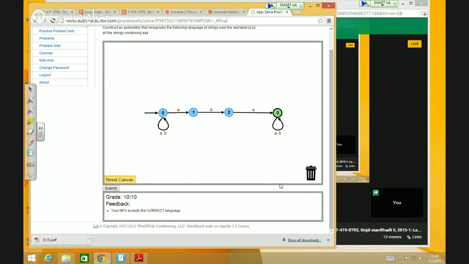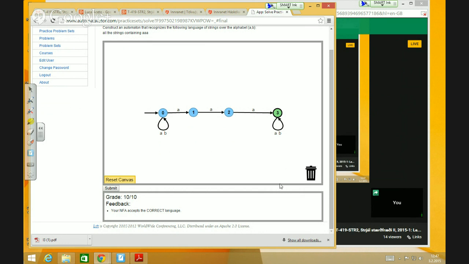Question: would you get 10 out of 10 if the string should also be of even length? Well, let me give you two answers. First of all, certainly not, because this would be contradictory. You're saying all strings of even length that have AAA somewhere in them. Then this automaton would not work. You would have to modify it. So it would not accept that language.